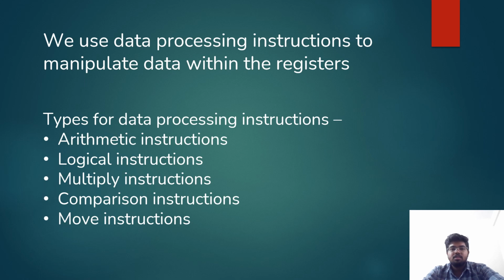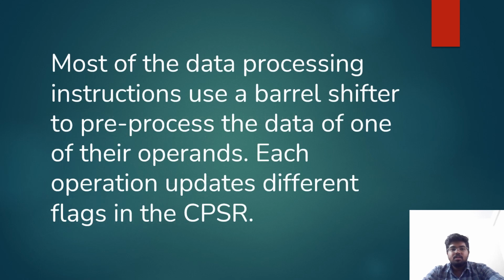Types of data processing instructions are arithmetic instructions, logical instructions, multiply instructions, comparison instructions, and move instructions. Most data processing instructions use a barrel shifter to pre-process the data of one of their operands. Each operation updates different flags in the CPSR.